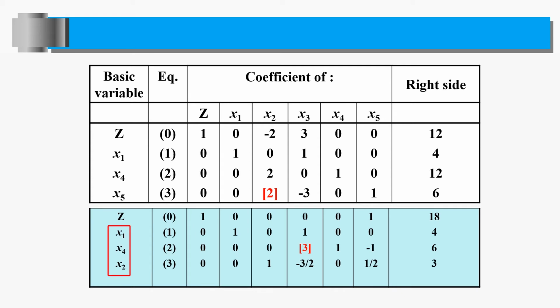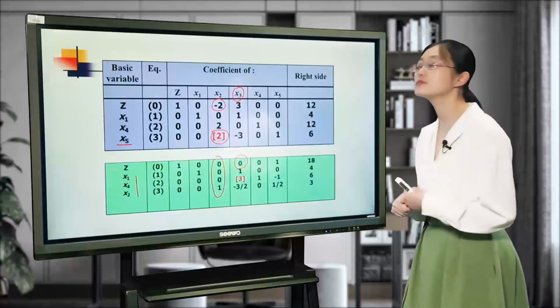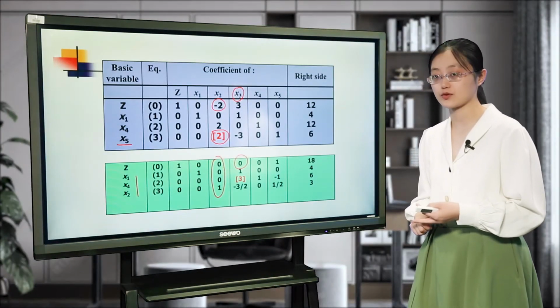Now, once we have this simplex tabular, we have the basic variables x1, x4, x2. However, in this table, x3, which is non-basic, has the coefficient 0 in equation 0. This means increasing the value of x3 will not affect the value of our objective function. So this model has more than one optimal solution.